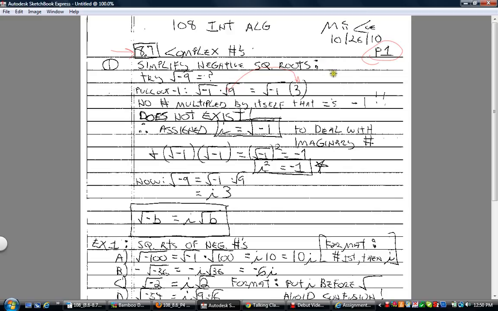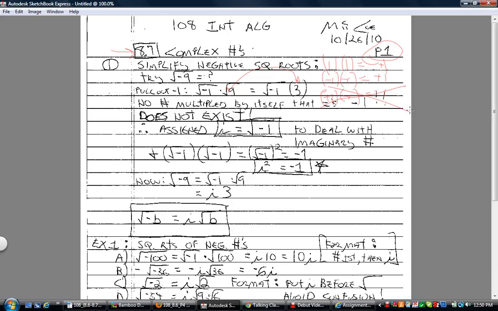It turns out we cannot come up with any number multiplied by itself that will equal negative 1. Remember the basic definition of square roots. If you take a positive 1 times a positive 1, you get positive 1. If I take negative times negative, you still get a positive 1. What do you have to use? You have to use the combination of a positive and a negative to produce a negative, which is not allowed as far as the definition of radicals.